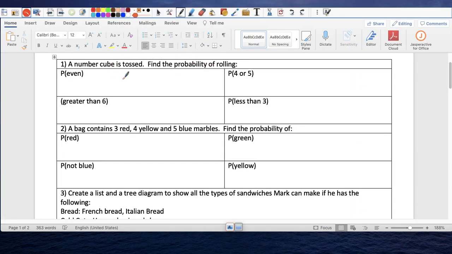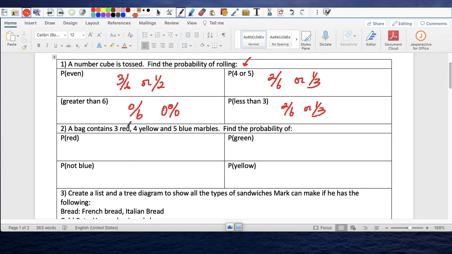So a number cube is tossed. Find the probability of getting an even number. 3 out of 6 or a half. A 4 or a 5 means if you roll a 4 or you roll a 5, you would have won. So 2 out of 6, 1 out of 3. Greater than 6, well, there's no way of getting it greater than 6 on a standard die. That would have been 0 out of 6 or 0%. Less than 3 would have been 2 and 1, so it's again 2 out of 6 or 1/3.